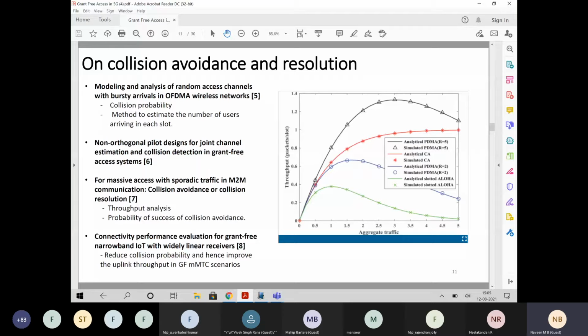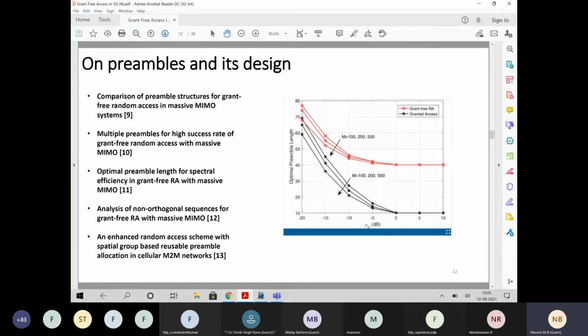So one representative result I am putting here. This is not from my work, but you will know that these are all the different works in grant free. So this was the second approach, which is trying to avoid collision. Now let's go to the third approach. So four approaches are there. I'll finish all four and then we can take questions.